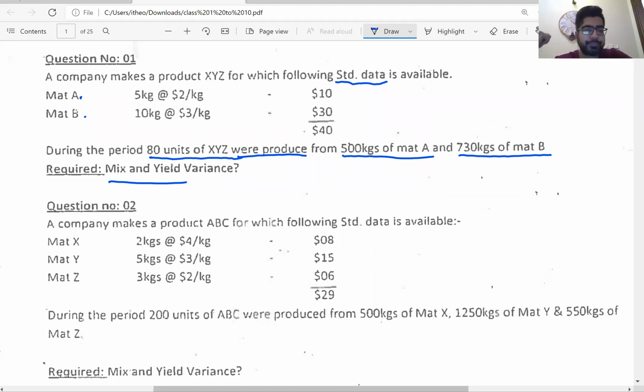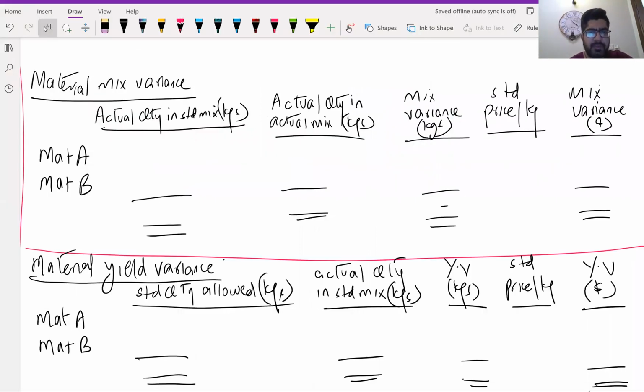For mix and yield variance, you make the format. Material mix variance: 2 materials, 2 rows, actual quantity standard mix, actual quantity actual mix, mix variance kgs, price per kg, currency. Yield variance: material A, B, standard quantity allowed, actual quantity standard mix, yield variance kg, standard price per kg, currency. I want you to pay attention to the question on WhatsApp, because I won't be able to change the screen now, so you must have the question in front of you.